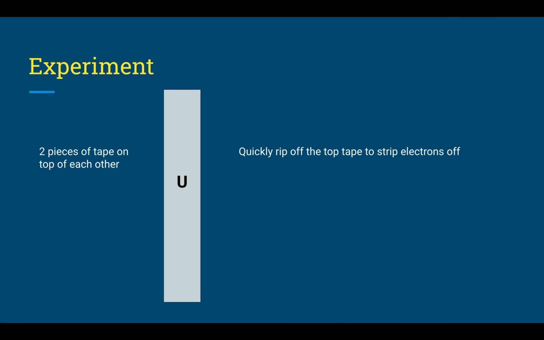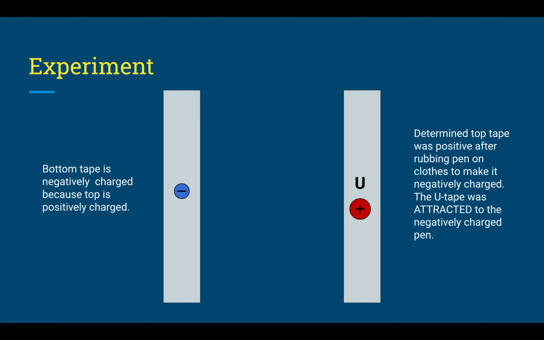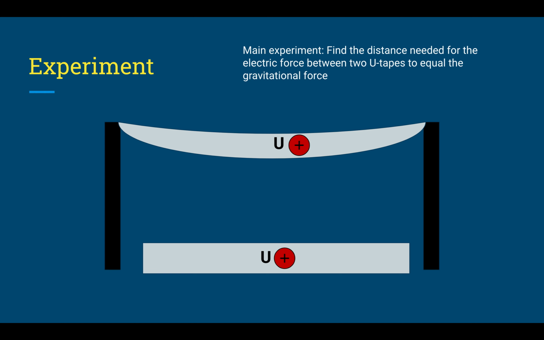So to talk about the experiment, we started with two pieces of tape on top of each other, and one of the tapes is labeled U, which is the upper tape, and we quickly ripped off that U tape to strip electrons off. This left the bottom tape negatively charged and the top tape positively charged, and we determined that the top tape was positively charged after rubbing a pen on our clothes to make the pen negatively charged, and these two were attracted. Opposites attract, so it had to be opposite of the negatively charged pen, making it positive.